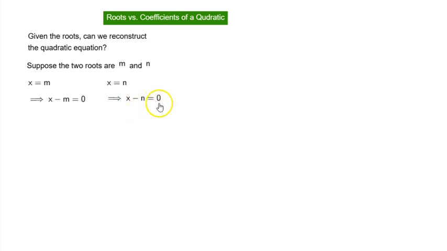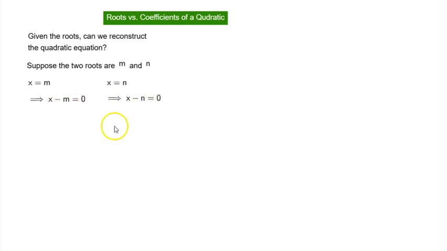Given the quadratic equation, we know how to find the roots. But now we are talking of going the other way. Suppose the two roots are m and n. That means x is equal to m, one of the roots, which we can write as x minus m is equal to 0. Similarly, x is equal to n implies x minus n is equal to 0.